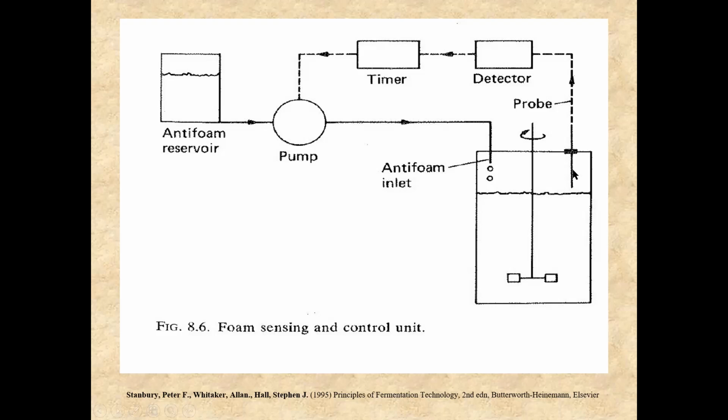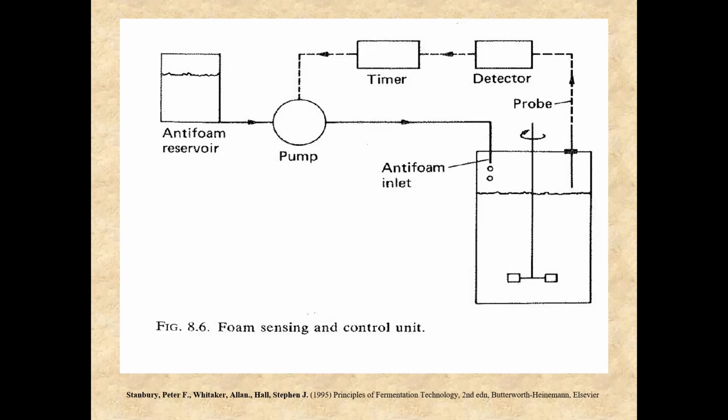So this probe is monitoring the foam. When the foam rises, it will touch the probe, and as soon as the foam touches the probe, a current is generated. This current will be detected by this detector, and automatically this pump or the valve will be opened. Antifoam will flow into this fermenter for a few seconds, and the timer will ensure that the antifoam has time to mix into the medium and break down the foam before the probe is set to sense the foam level again. So this was the foam sensing and control system, automated monitoring and control of foam.